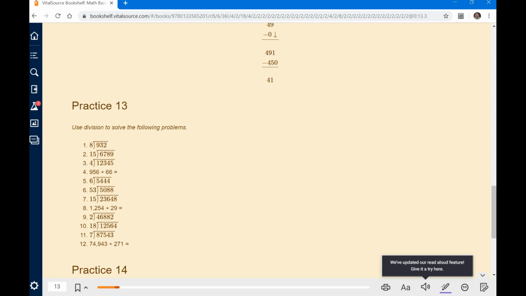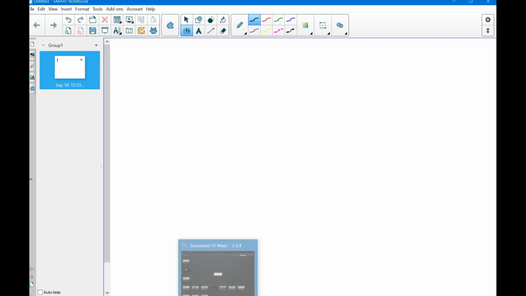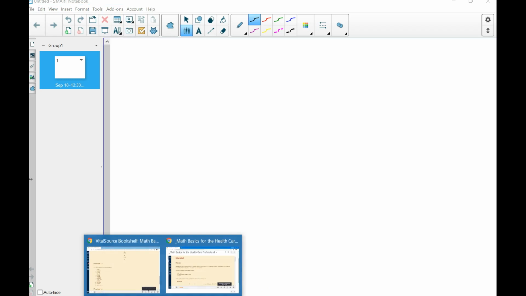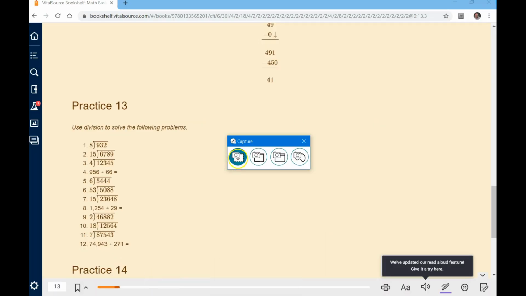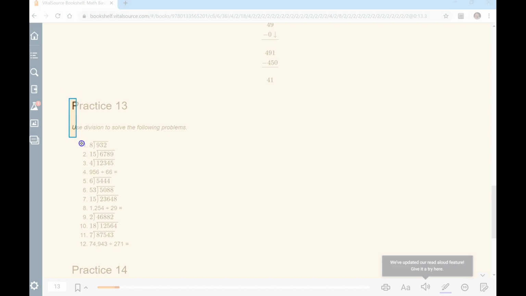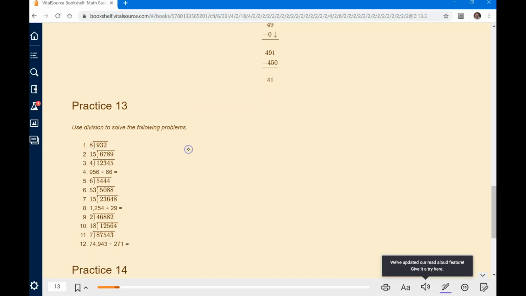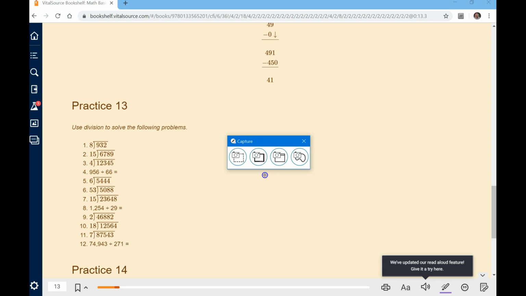So let's look at a couple of easy division ones first. Let's look at this one here. Number 13. Practice 13.